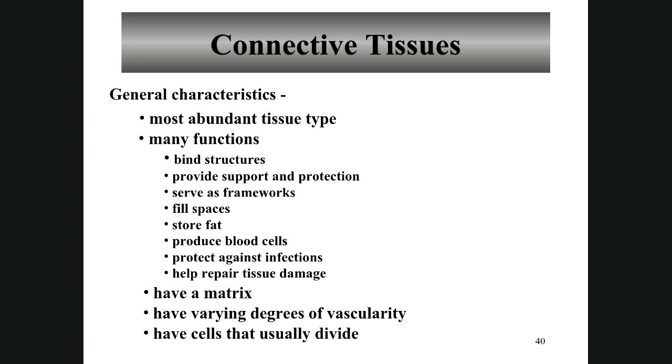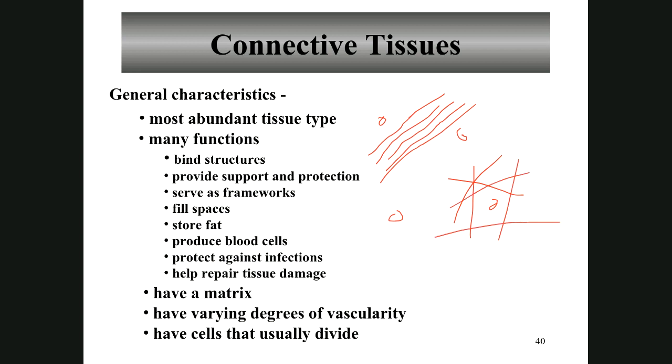Connective tissues, as you can see here, have many functions: fill in the space, store fat, produce blood cells. And like I said before, think of connective tissue, the cells do not stick together, very far apart, but they produce this matrix, right? The matrix sometimes is highly organized like this, so you can call this compact, okay? Or if it's not compact, it would be like this, it would be loose. They have a matrix right here, and there's varying degrees. If it's very compact, varying degrees of blood supply.